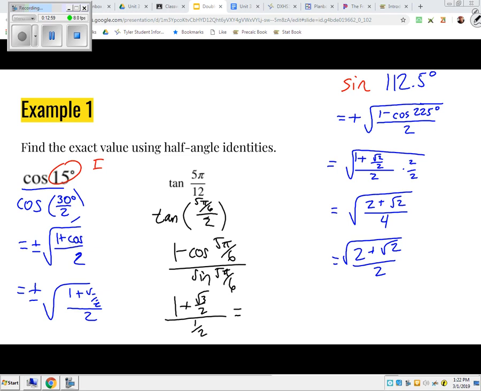Now what? Can't have fractions inside of fractions. Multiply everything by 2 over 2. That's going to give me 2 plus square root of 3 over 1. So this kind of looks like our tangent answers from the quiz earlier in the week.